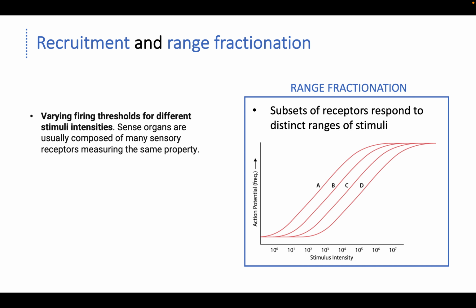So depending on the receptors that are responding to the stimuli, we can determine this range of different stimulus intensities. Over here we see varying firing thresholds for different stimulus intensities. What this graph is showing is that at a certain intensity, for A, at this stimulus here, we have however many action potentials. At this one here, we have so many action potentials and so on and so forth. So it's going to vary slightly, and this variation accounts for our ability to determine this is a very, very strong stimulus, this is a moderate stimulus, this is weak. Okay, so these two things, recruitment and range fractionation, go together.